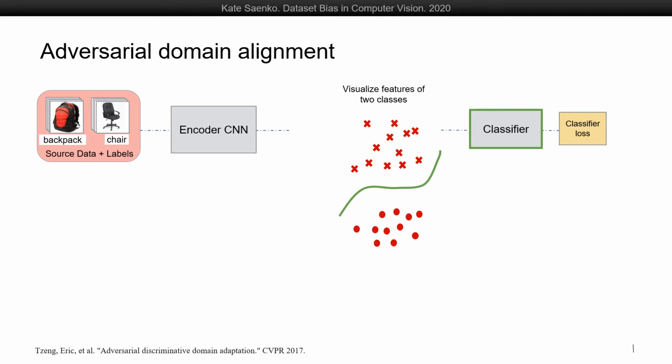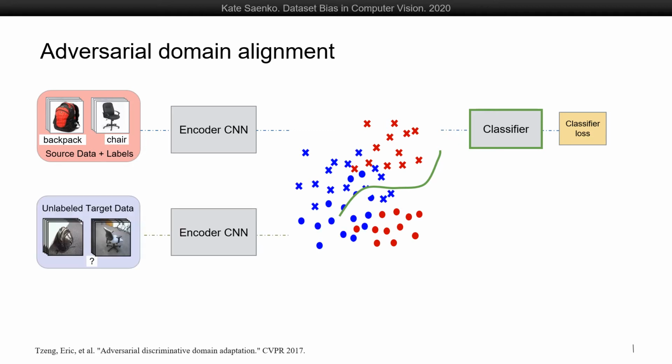Now, if we take our unlabeled target data and we apply the same encoder CNN and extract features, they will look like this. Essentially they will be distributed differently from the source domain. And this is again because of dataset shift, the dataset bias in our source dataset.